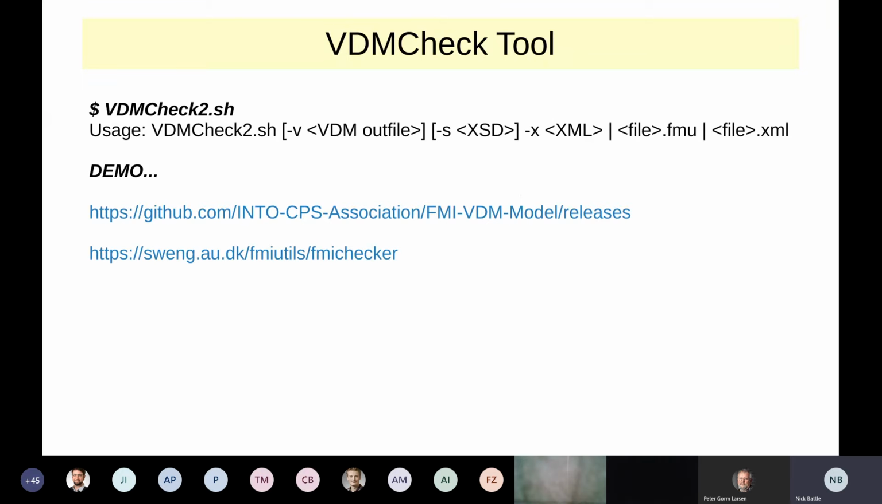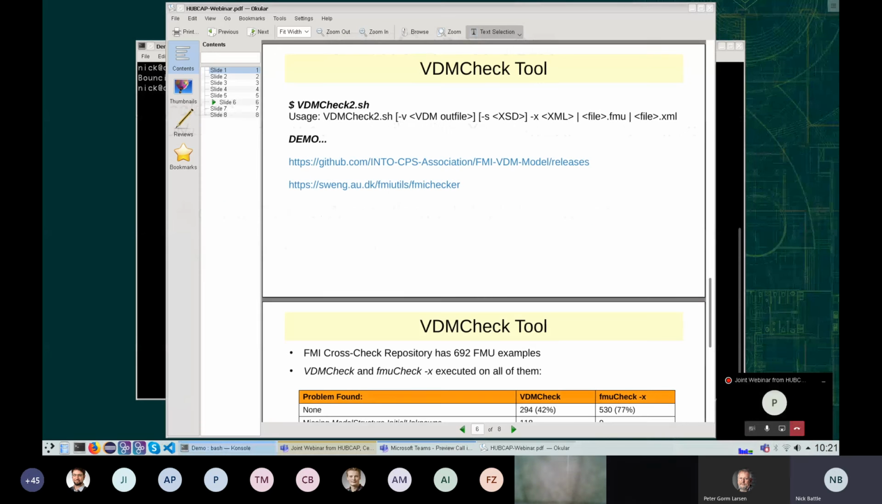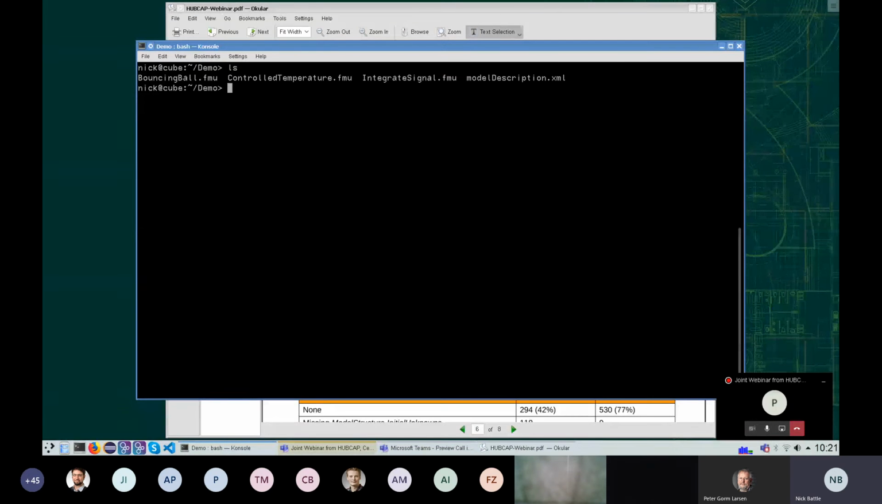Okay, so that's its usage, but I'd like to try and give a demo. So I think you can just, can you now see the black screen? Yes. Okay, thank you. So in this directory, I've got 1, 2, 3, 4 FMUs, or 3 FMUs and 1 pure XML file. So if I run VDM check 2, there's VDM check 3 for version 3, and just put in the bounce. That's all. That's the minimum invocation.